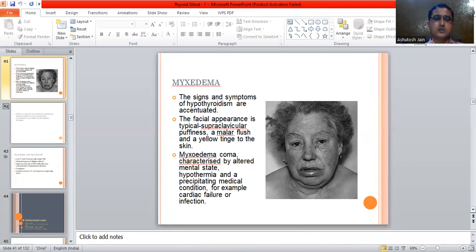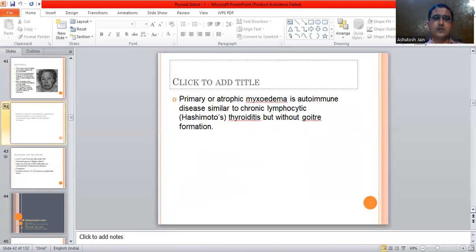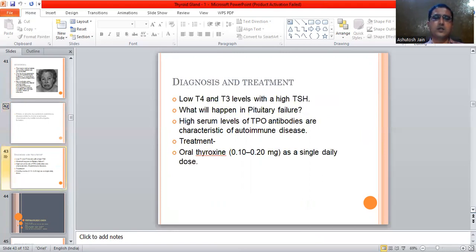Myxedema coma is characterized by altered mental state, hypothermia, and a precipitating medical condition, for example, cardiac failure or infection. Primary or atrophic myxedema is an autoimmune disease similar to chronic lymphocytic Hashimoto's thyroiditis but without goiter formation. Diagnosis and treatment: low T3 and T4 levels with a high TSH. What will happen in pituitary failure? High serum levels of TPO antibodies are characteristic of autoimmune disease. Treatment: oral thyroxine 0.10 to 0.20 milligram as a single daily dose.